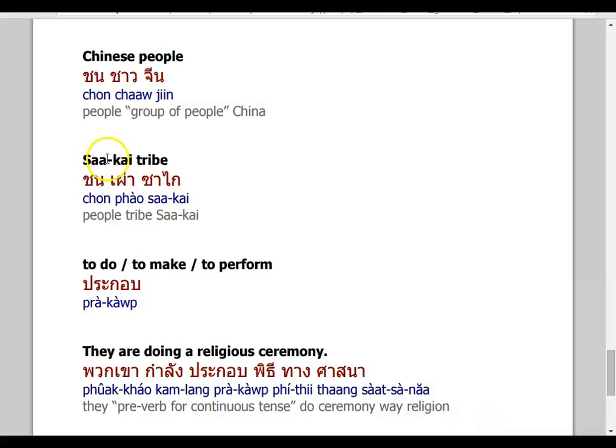Okay, how do you say this? Help me with this one. Sakai. Sakai tribe. Very good. And Thai would say? Chao Khao Sakai. Okay. Correct. Very correct. Okay. People tribe. Sakai. Okay. So yeah. Okay. To do. And Thai would say?